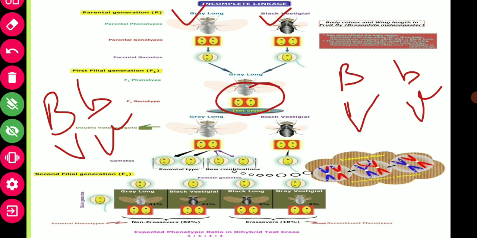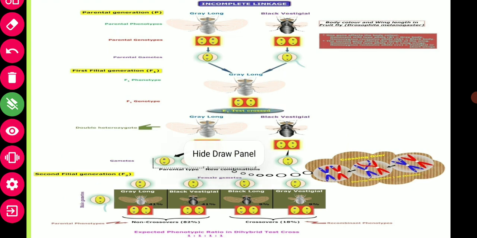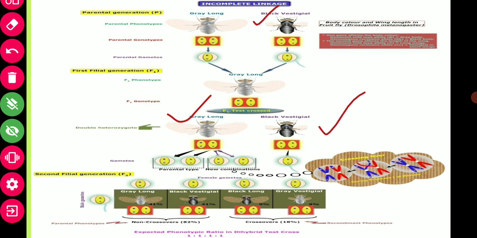In order to determine whether there is linkage or not, we know that we have to do a test cross. Why do we want to do a test cross? Because in a test cross, we will be able to know how many new combinations or new genotypes will be formed, or how much proportion of new gametes will be formed during meiosis. So here you can see, the grey long F1 generation was crossed with black vestigial, that is the recessive parent.